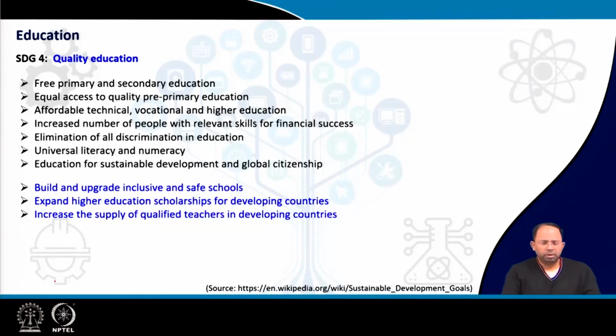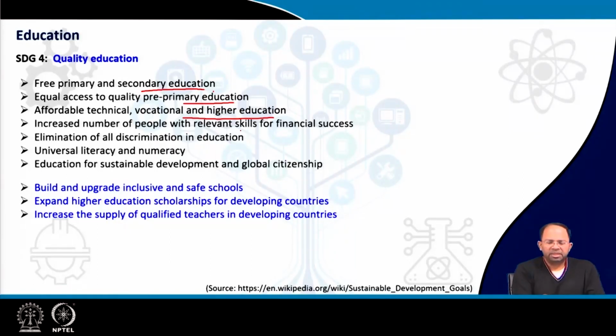SDG 4 has several targets. The first one is to provide free primary and secondary education. Then equal access to quality pre-primary education. So basically we are dividing education into primary, secondary and pre-primary. Then affordable technical, vocational and higher education. We have to provide technical, vocational and higher education at affordable prices, and it has to be made available. People have to be given access to this kind of education. All population groups should get access.